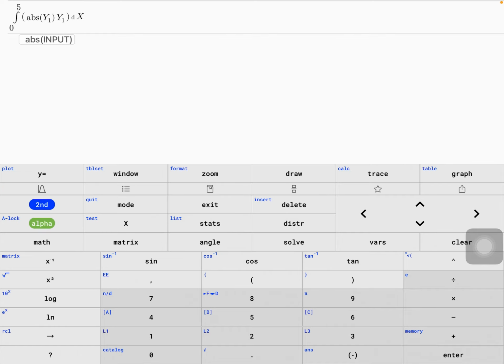Now that's in there. I just need to get rid of this guy. Let's see, can I just delete that? These buttons are slightly different than on my calculator, so.